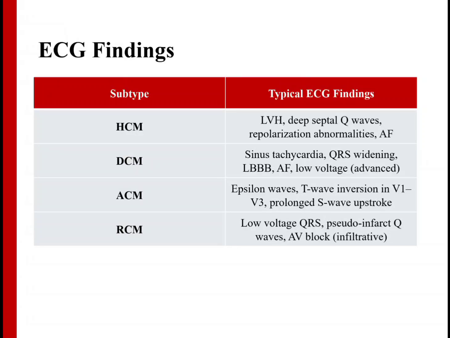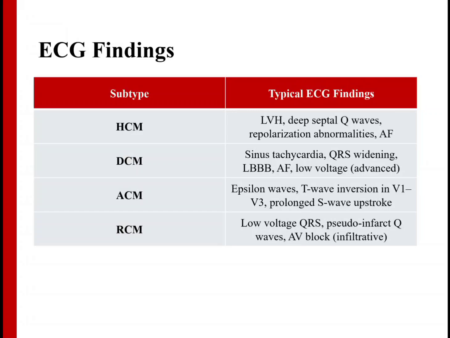In arrhythmogenic cardiomyopathy, there is a classic epsilon wave or epsilon waves in V1 through V3. They are small positive deflections buried at the end of the QRS. T wave inversions as well might be seen in right precordial leads, and prolonged S wave upstroke in V1 to V3.